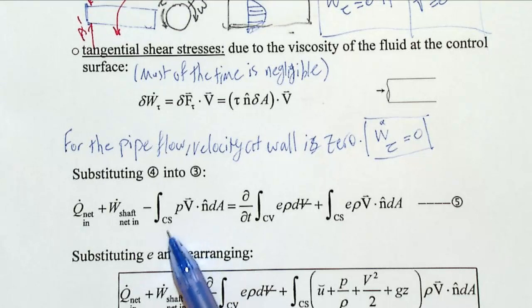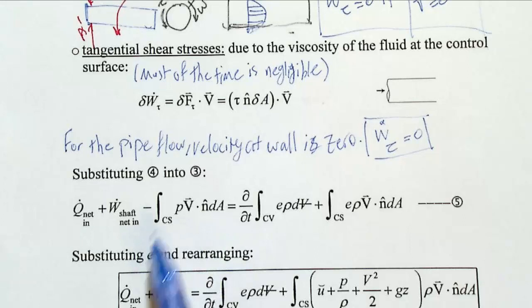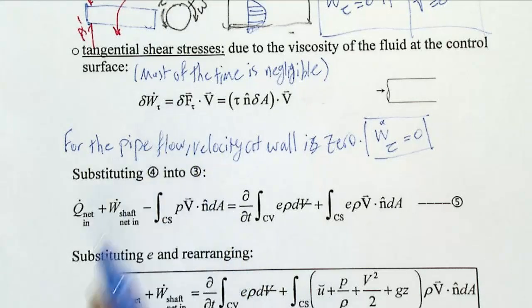This is one of my types of work, and you get rid of the W dot tau because you see that most of the time it is zero, right? And still you have W dot of shaft if you have a shaft. Q dot in by itself could be zero if adiabatic. If not, you have to take care of it.